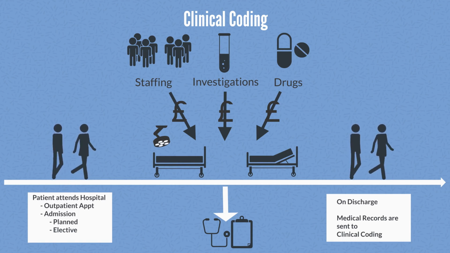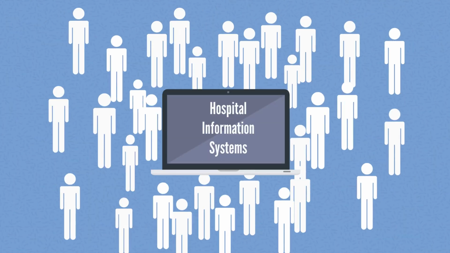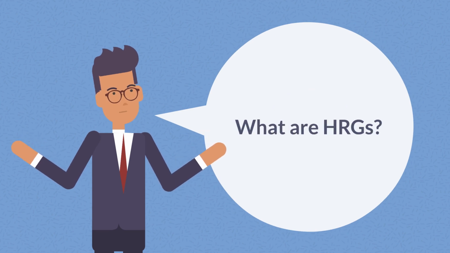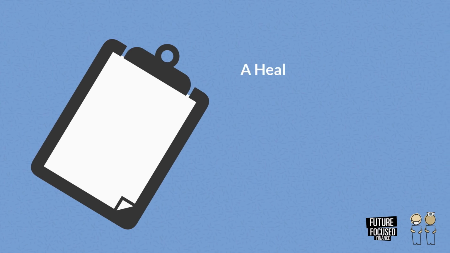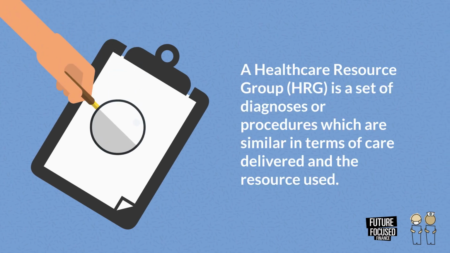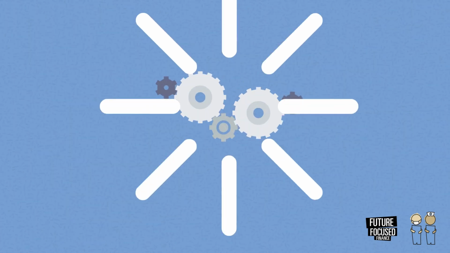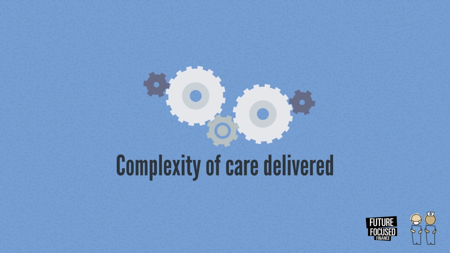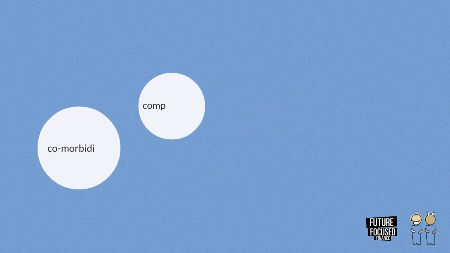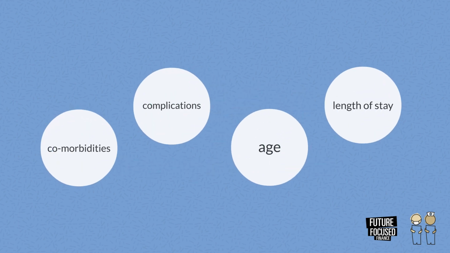The codes are entered into computer software which determines the Healthcare Resource Group, HRG. What are HRGs? A Healthcare Resource Group, HRG, is a set of diagnosis or procedures which are similar in terms of care delivered and the resource used. In order to reflect the complexity of care delivered, HRGs capture comorbidities, complications, age, length of stay.